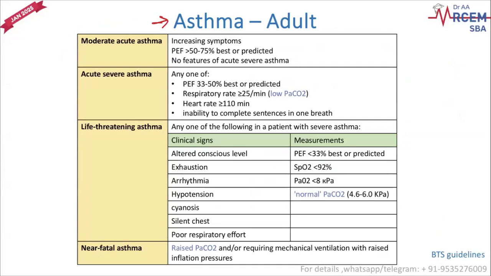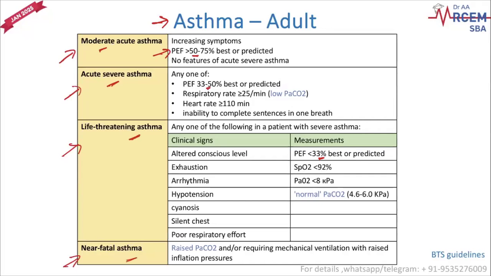The first thing expected of you, according to the BTS guidelines, is to classify the severity of the asthma. How severe is the asthma now? Is it moderate, or is it acute severe, or is it life-threatening, or is it near-fatal asthma that this patient is having? What will help you differentiate between these four classes? One of the important factors you need to measure is peak expiratory flow. If the peak expiratory flow is more than 50% of the predicted value or the best for that patient, then it is moderate. If it is between 33 to 50%, then it is acute severe. If it is less than 33%, then it is life-threatening.